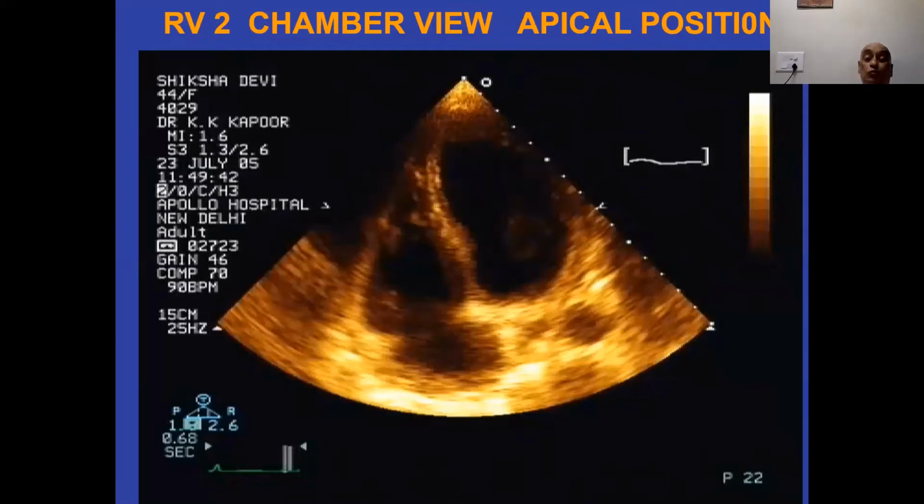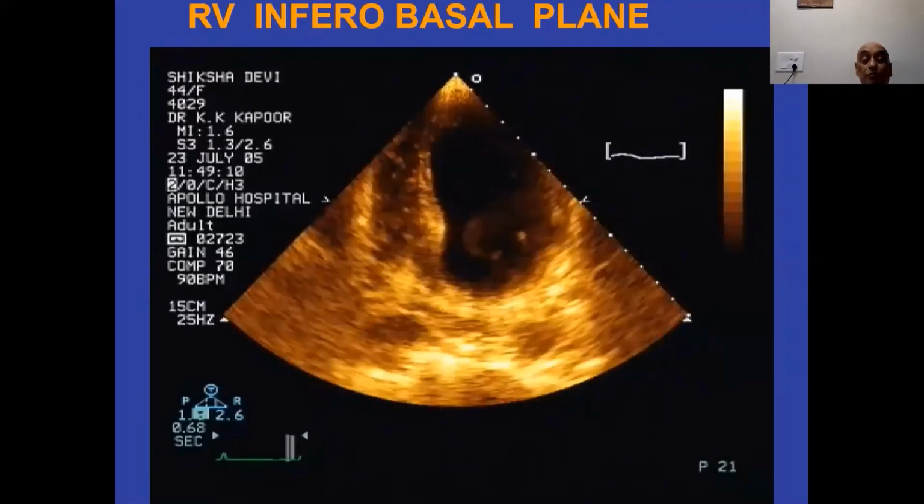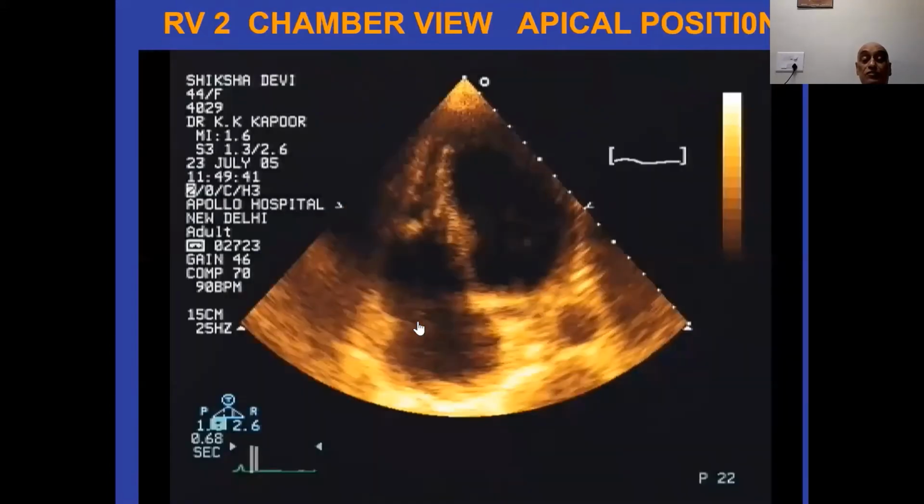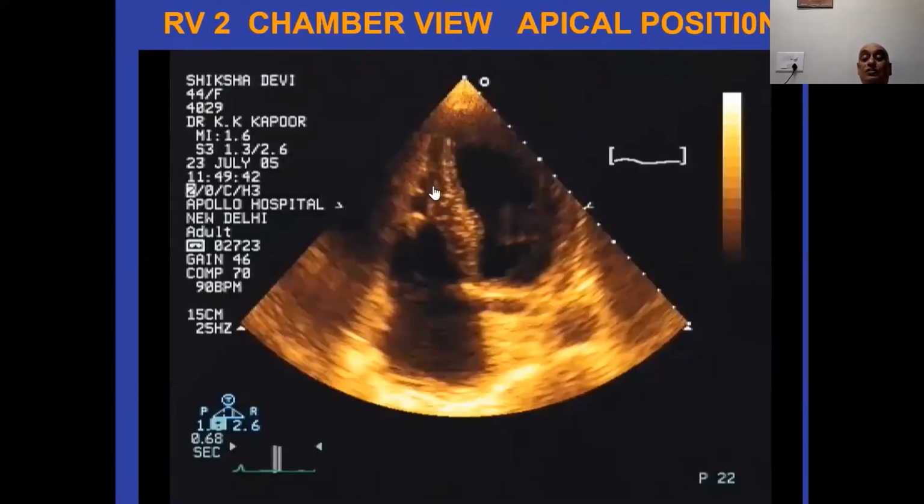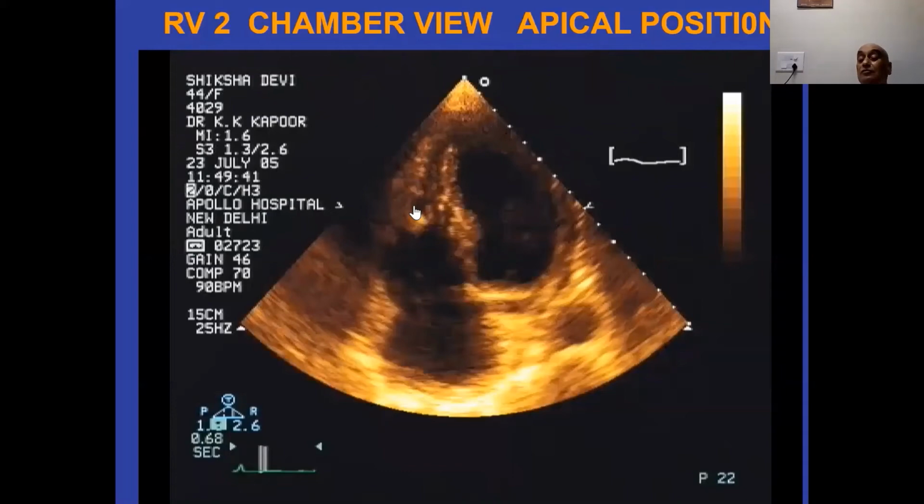And it's a very good view, not only for the overall RV function, but to visualize the TR jet, which you usually do. Just let me go back and I'll show you the moving clip. Here, yeah. So this is the moving clip. You can see the right atrium and right ventricle from the focused apical four-chamber view, which previously we used to call the two-chamber view of the right ventricle.